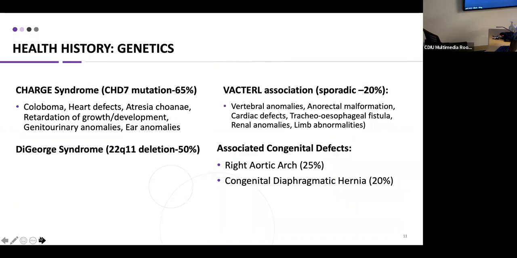We can also look at genetics. So some syndromes that we see are CHARGE syndrome, VACTERL association, or DiGeorge syndrome. And then other associated congenital defects may include right aortic arch and congenital diaphragmatic hernia.